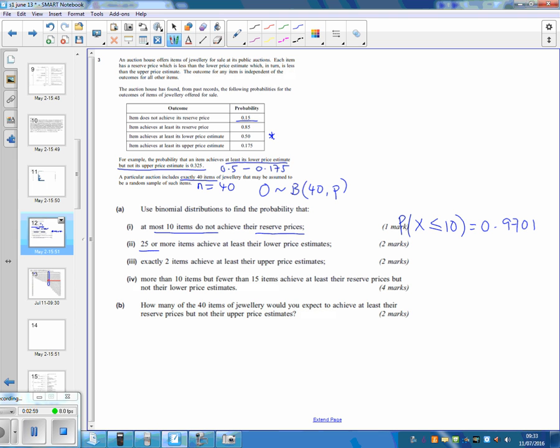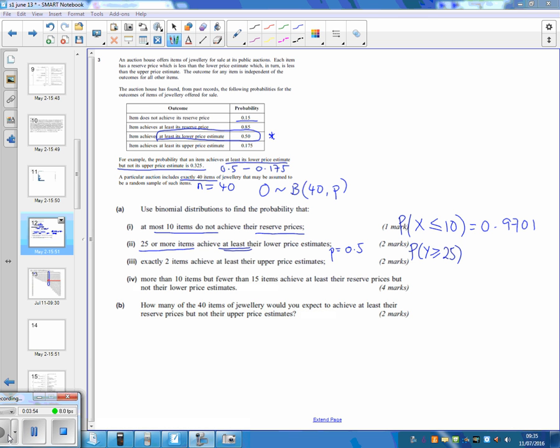Part 2, 25 or more items achieve at least their lowest price estimate. So at least their lower price estimate. We need to think about what we're going to use here. If we go up to our table, at least the lower price estimate is 0.5 probability. So p equals 0.5 in this case. I've used x for achieving the reserve price, so I need to use a different variable. For the low price estimate, we can put LPE, or we can just put y. So I want at least the lower price estimate, so 25 or more items, y is greater than or equal to 25.